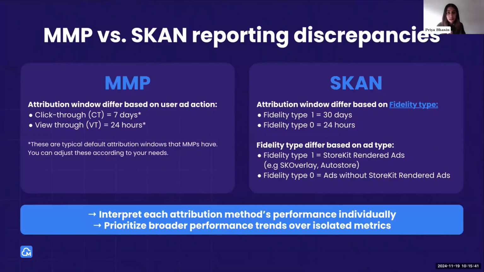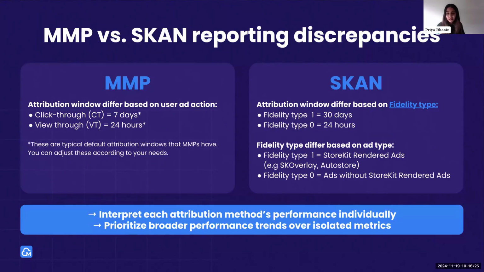When there is a discrepancy between MMP and SKAN, please know that this is expected. Some level of discrepancy is expected because of the fundamentally different attribution frameworks that we have. For instance, SKAN relies on its unique fidelity score for attribution, giving priority to StoreKit-rendered ads over view-throughs, regardless of the recency. And this is very different from MMP's traditional look-back window of 7 days for click-based attribution. Additionally, various MMPs define clicks uniquely, creating inherent discrepancies in measurement results.